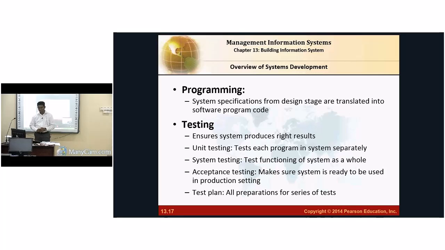Then we will be coming to the testing phase, to ensure the system produces the right results. When it comes to testing, we have three main testing procedures: unit testing, system testing, and acceptance testing. So what is unit testing?